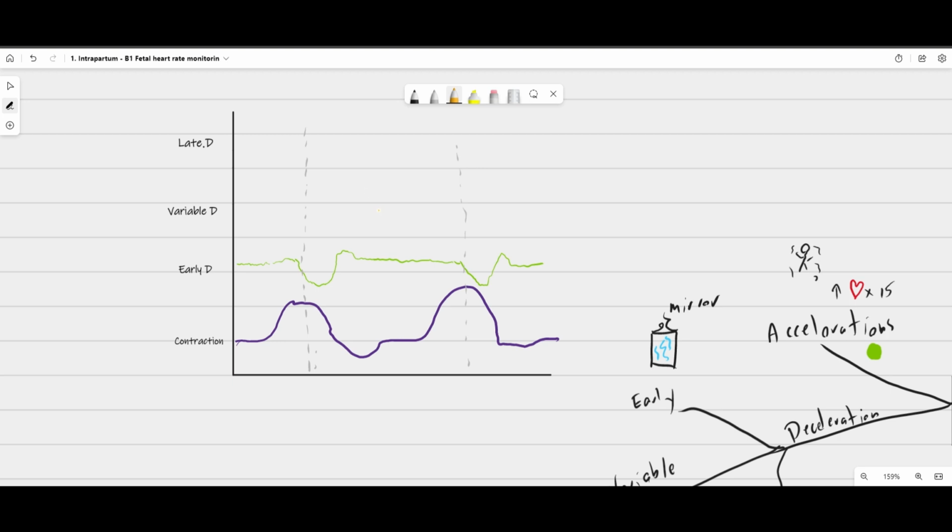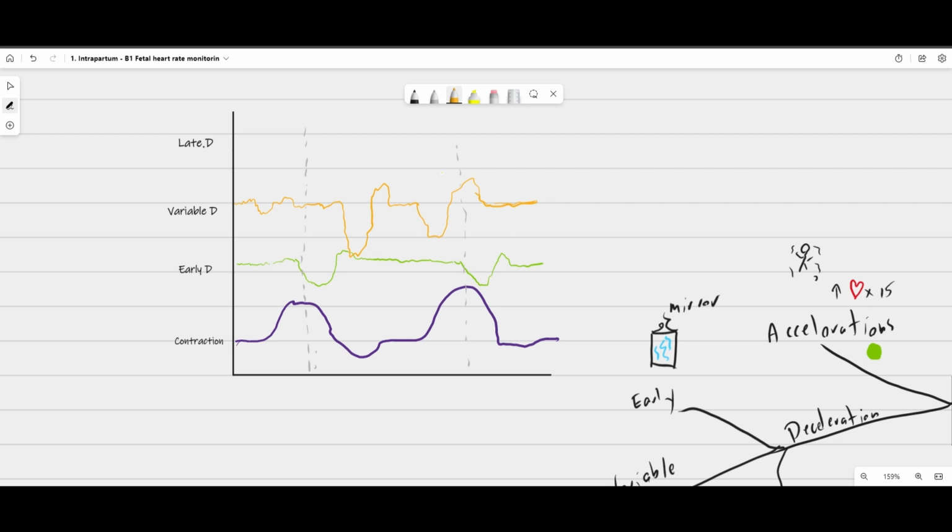So a variable is just a little different. This one isn't really correlating with anything. So heart rate's coming around, it might slow down, it comes up, it goes down, there might be a heart rate drop, spike, it might go down. So it might go down, it's going across.